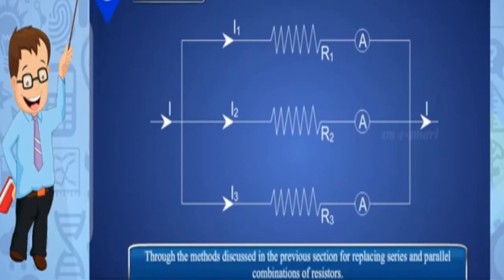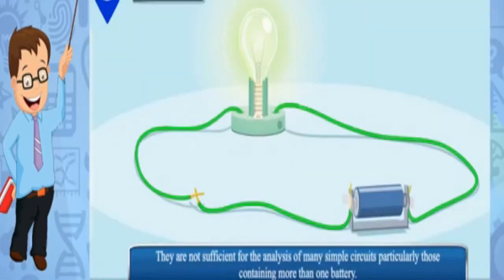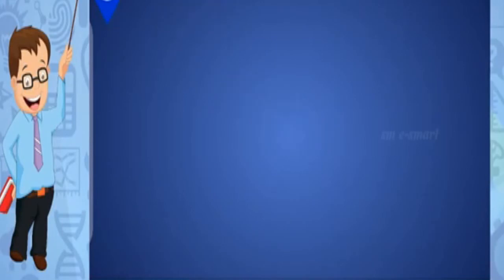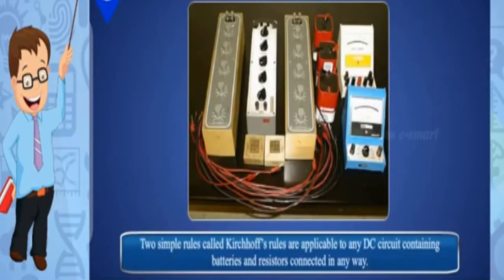The methods discussed in the previous section for replacing series and parallel combinations of resistors are not sufficient for the analysis of many simple circuits, particularly those containing more than one battery. Let us see Kirchhoff's law. Two simple rules called Kirchhoff's rules are applicable to any DC circuit containing batteries and resistors connected in any way.